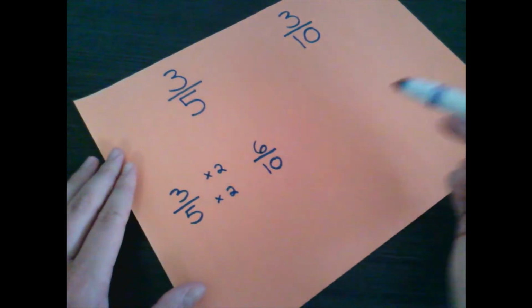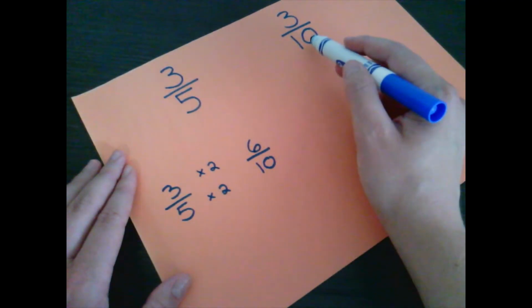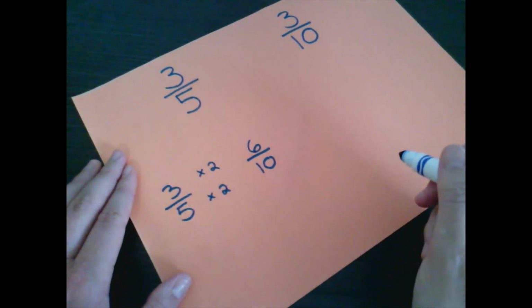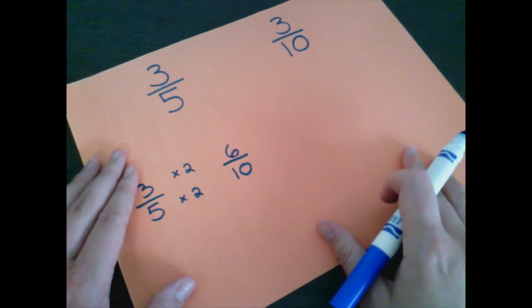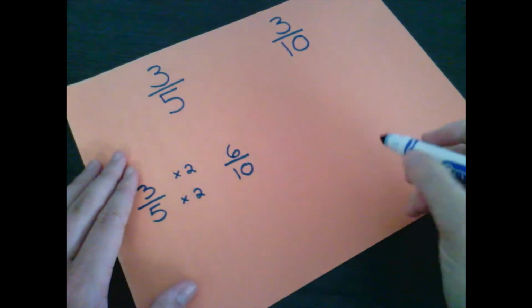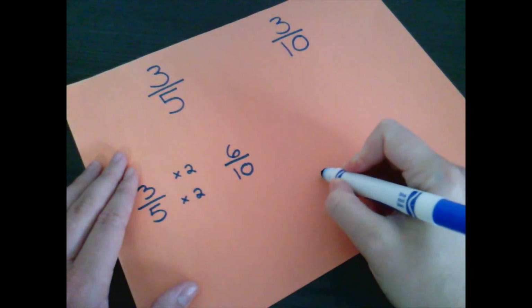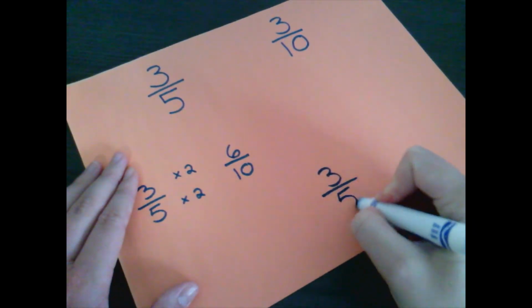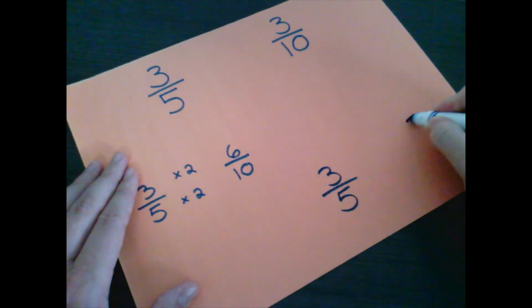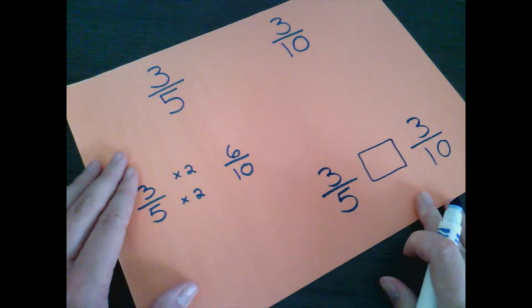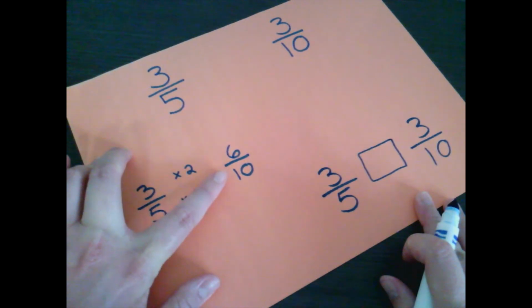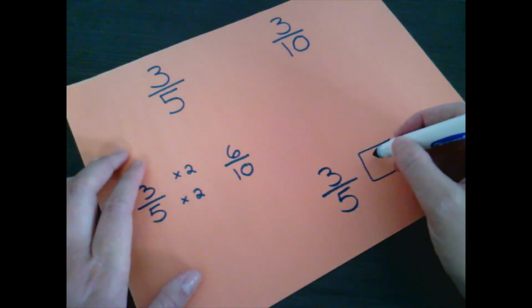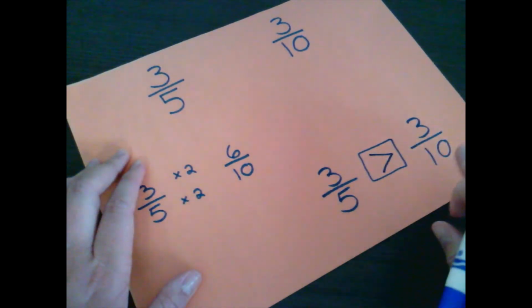Now if we compare 6/10 and 3/10, which one is bigger? 6/10 is bigger. So if I were to bring both of these down here, put these fractions down here, we have 3/5 and 3/10. Which one is bigger? We determined that 3/5 is the same as 6/10, and 6/10 is bigger than 3/10, so 3/5 is greater than 3/10.